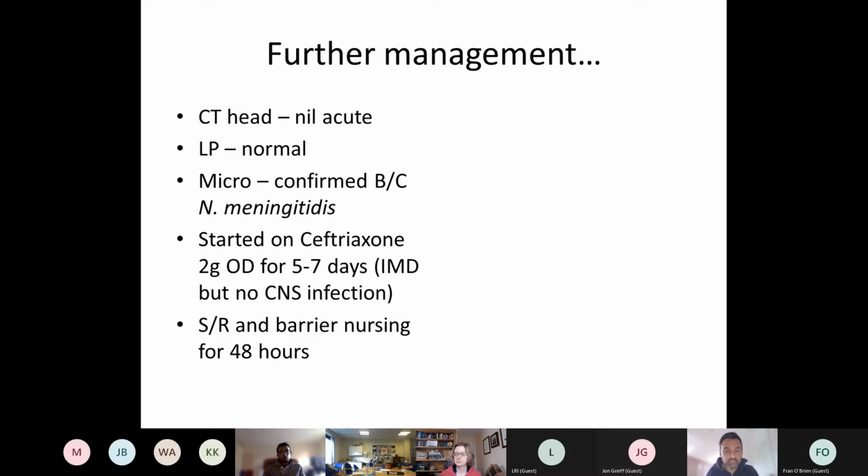Now, normally you will be used to 2 grams BD for ceftriaxone. The reason for that is the Neisseria dosing, but it's actually only what's indicated for CNS infection. If there's no evidence of CNS infection, you can give once a day and for a slightly shorter course as well. So he is put in a side room and barrier nursed for the first 48 hours, which is when, as I said before, you're most at risk of passing the infection on with Neisseria because it's carried in the pharynx. And PHE is informed.